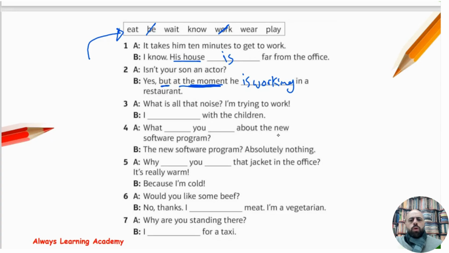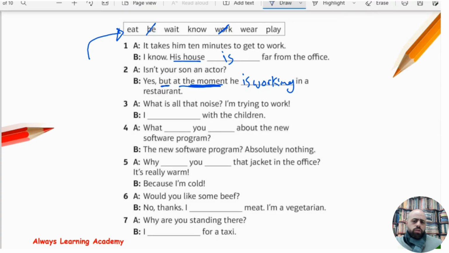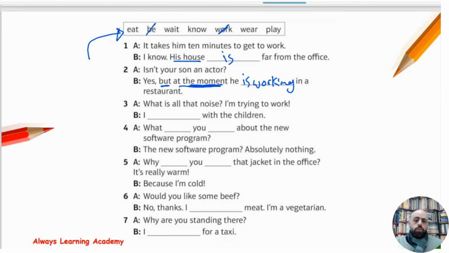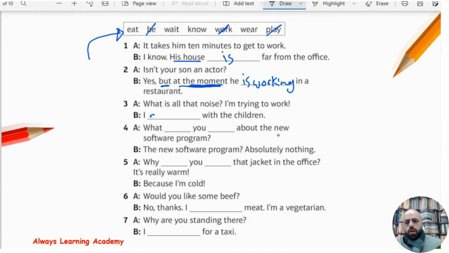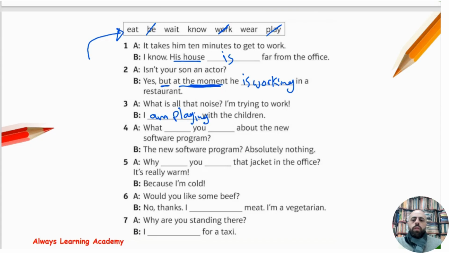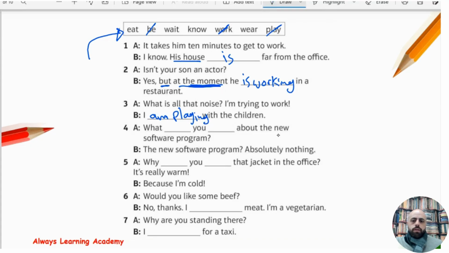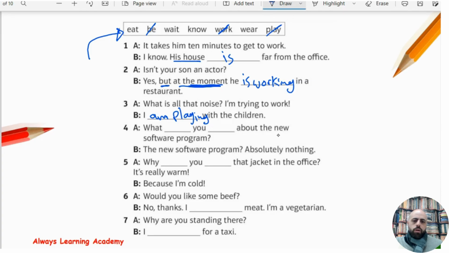Number three, what is all that noise? I'm trying to work. Obviously, here we're talking about the situation right now. So I play with the children, so the verb is play, and right now we should use present continuous. So I'm playing with the children.